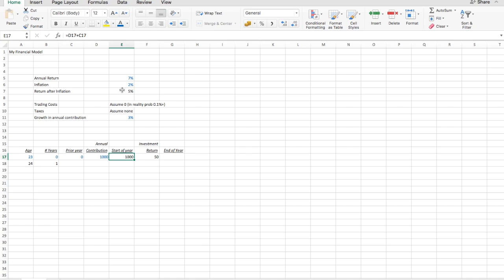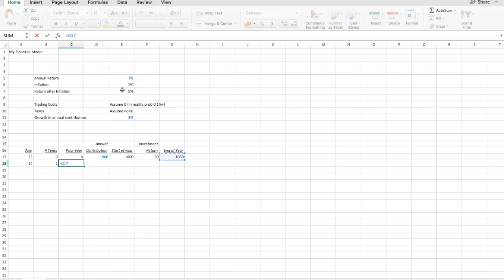Again, this is all in real numbers, which means that as we go further into the future, these are numbers that have the spending power of today, and other monies that have the spending power of today, so we don't have to worry about inflation. So at the end of the first year, you have what you had at the start of the year plus 1,000. Let's say the next year, you're now in the prior year, so at the end of year one, you have the 1,050.